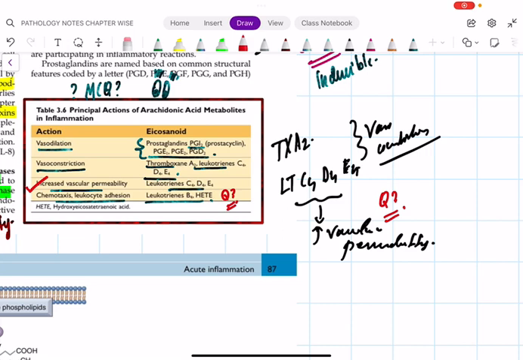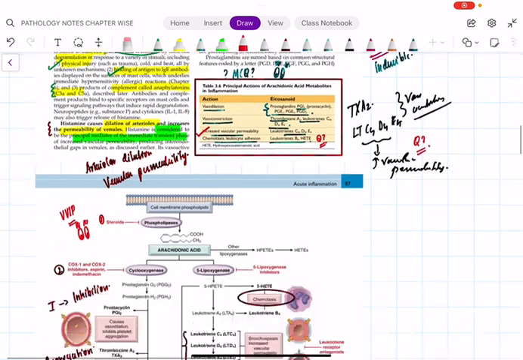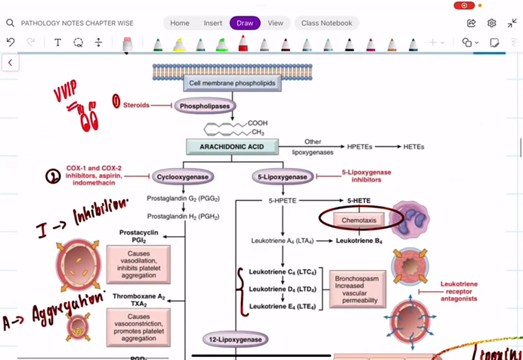What is the significance of leukotriene B4? I have already told you, B4 and C5a all help in chemotaxis. I hope this table is clear. Let us go to this, a very important picture. If they ask about chemical mediators and you draw this picture and present what the functions are and what it acts on, that is more than enough.